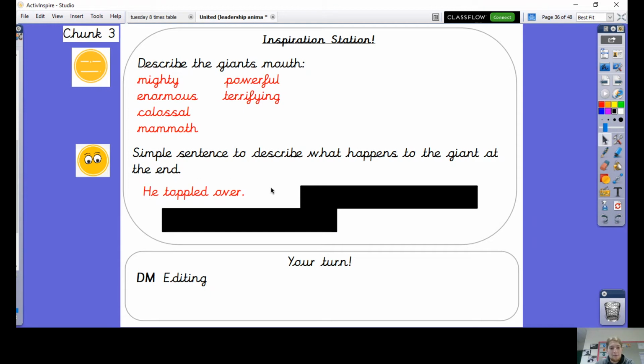So I've given an example here as a really simple sentence. Remember, for a simple sentence, we only want one clause. So my example here is he toppled over. Okay, very simple. He toppled over. Let's see if we can think of some more simple sentences to write ourselves. So pause the video and have a go now.